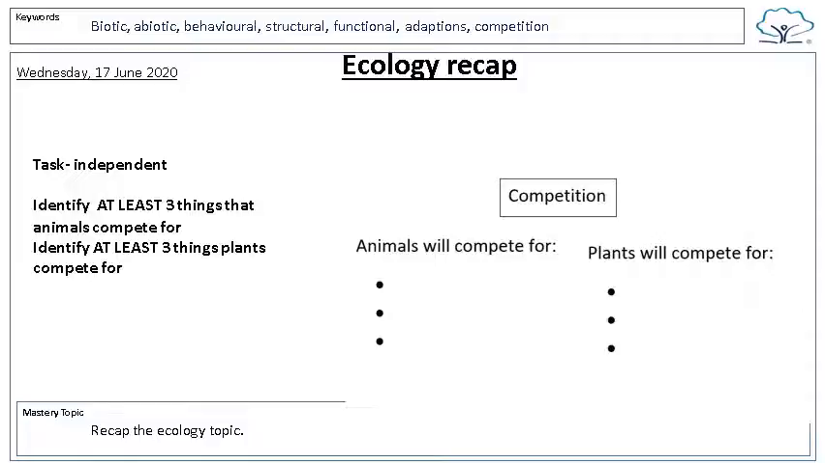The plants are slightly different, and we've already said that plants compete for water. Plants also compete for space, minerals. So minerals falls under the nutrients in the soil, sunlight, and carbon dioxide. If you think about that, most of those actually do link to photosynthesis, and that is what a plant needs to do to be able to survive and thrive. Let's move on.